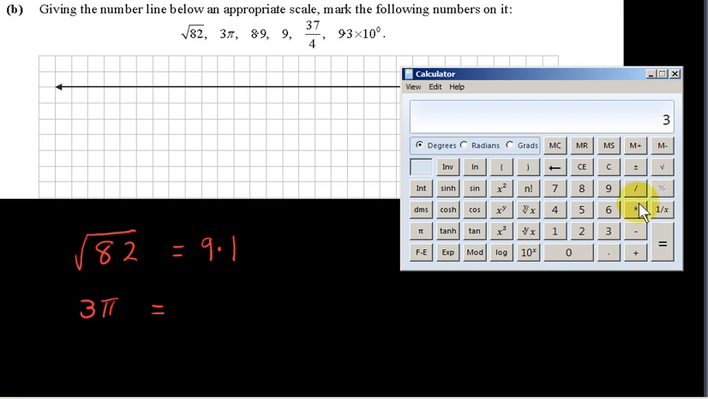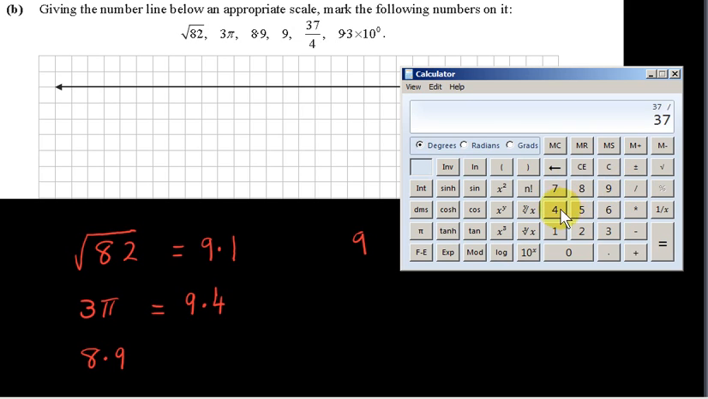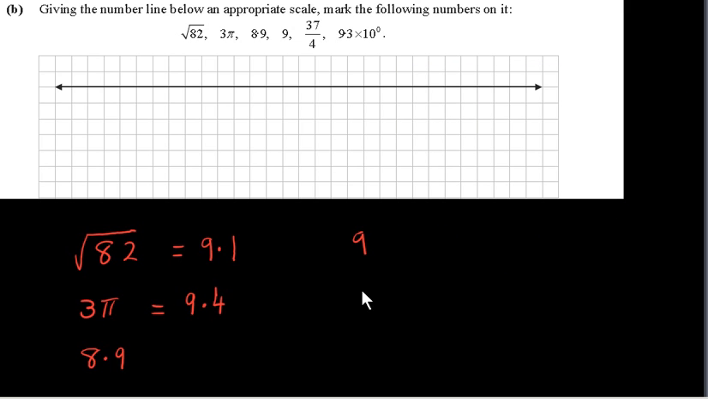Let's get 3 pi. So we multiply 3 by pi, so use the full representation for pi, and then round. So I'll round this number to 1 place. It's 9.4. Of course, we don't have to do anything for 8.9. We don't have to do anything for 9. 37 divided by 4, well, you can do that without a calculator. That's 9 and 1 over 4, or 9 1/4. Now we can round this to 9.3. Or we could leave it as 9.2 actually, it doesn't matter, because 0.25 is midway between 0.2 and 0.3, but we'll follow the rounding convention and round it to 9.3.